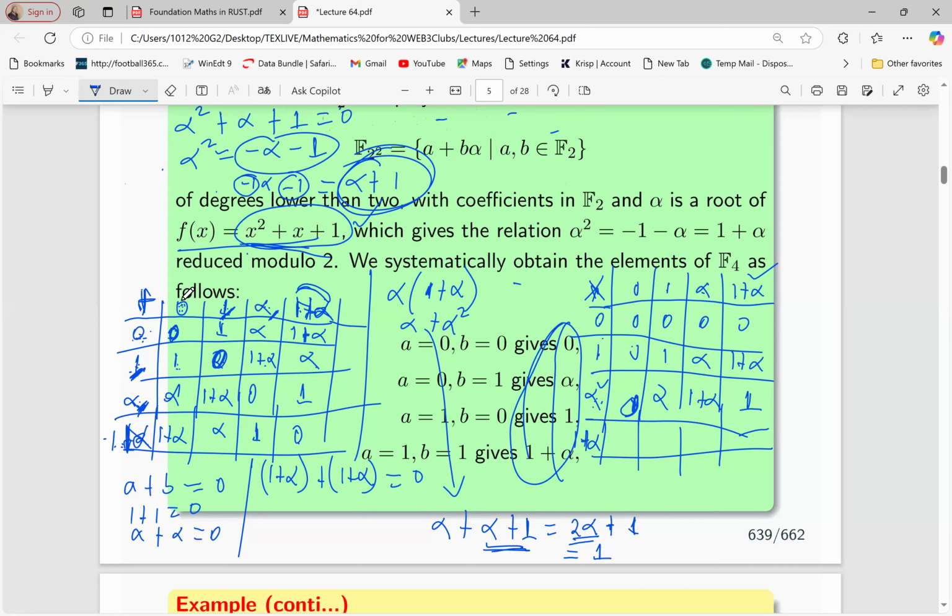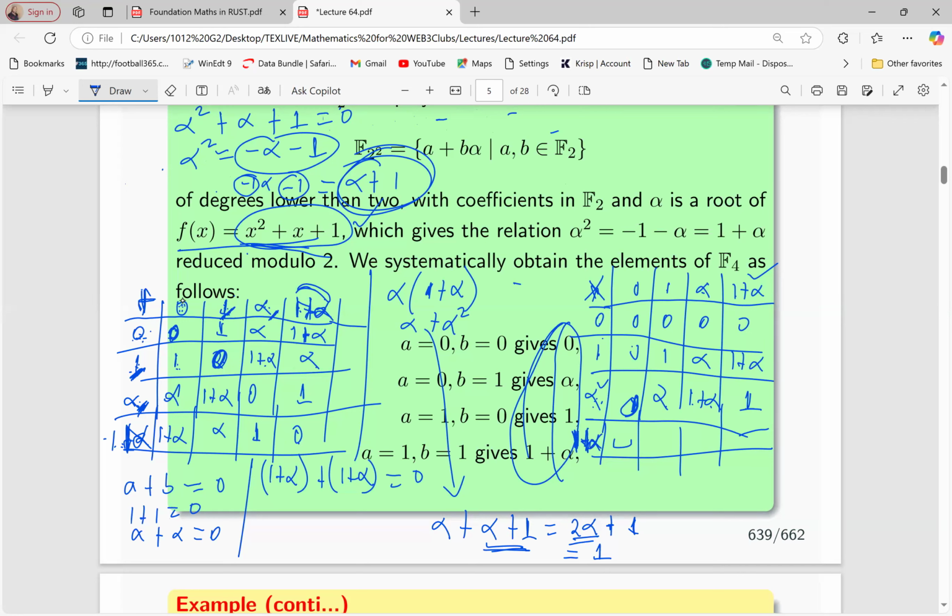So in fact, we would have known that we were going to get 1 because we had already obtained 0, alpha, and 1 plus alpha. The only remaining element was 1. Now, let's multiply this 1 plus alpha by each of the elements.